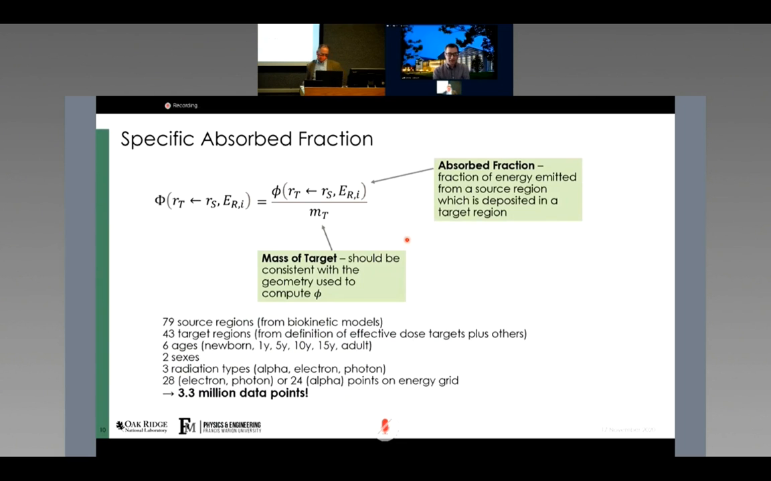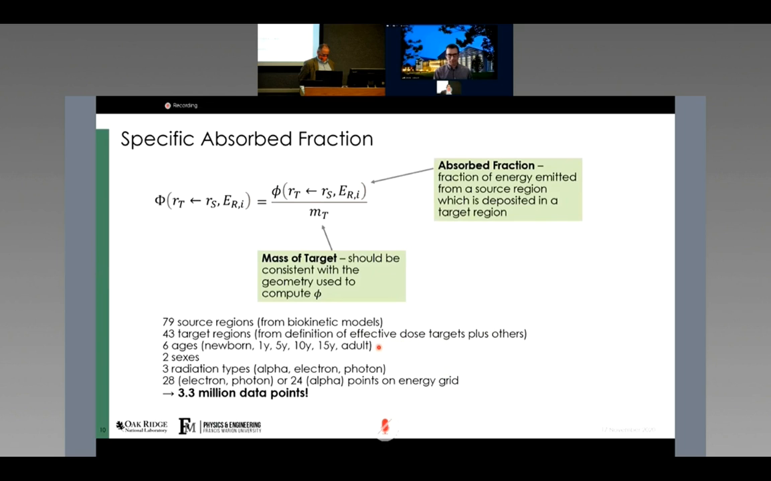So in terms of the specific absorbed fractions, this is where we end up in the current ICRP work. So we have 79 source regions, and these are coming from our biokinetic models, places where we might have activity originating from. We have 43 target regions, and these are from the definition of our effective dose, plus a handful of others, other target regions that we might be interested in. So for example, we have lens of the eye as a target.